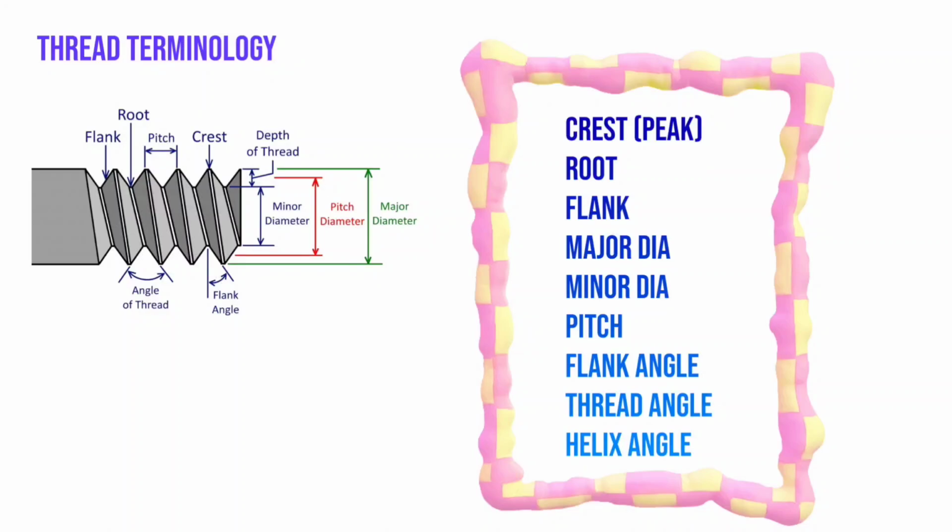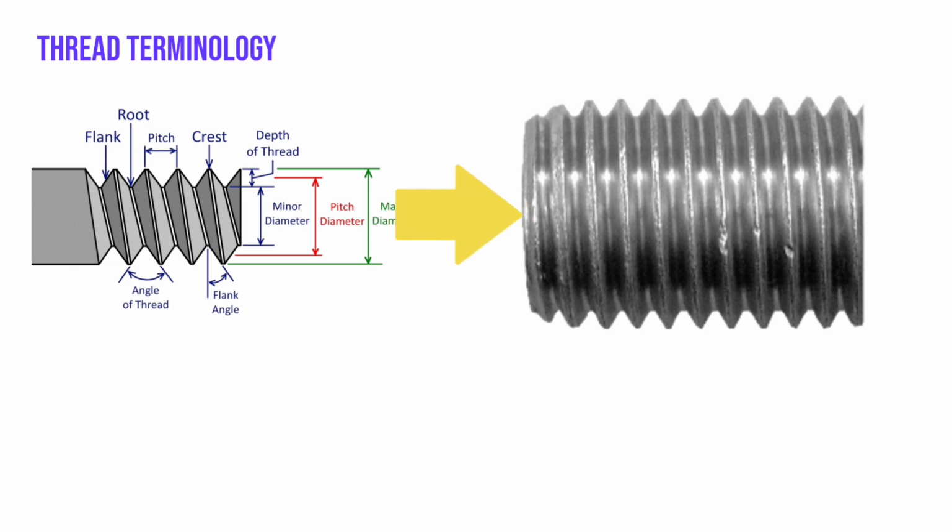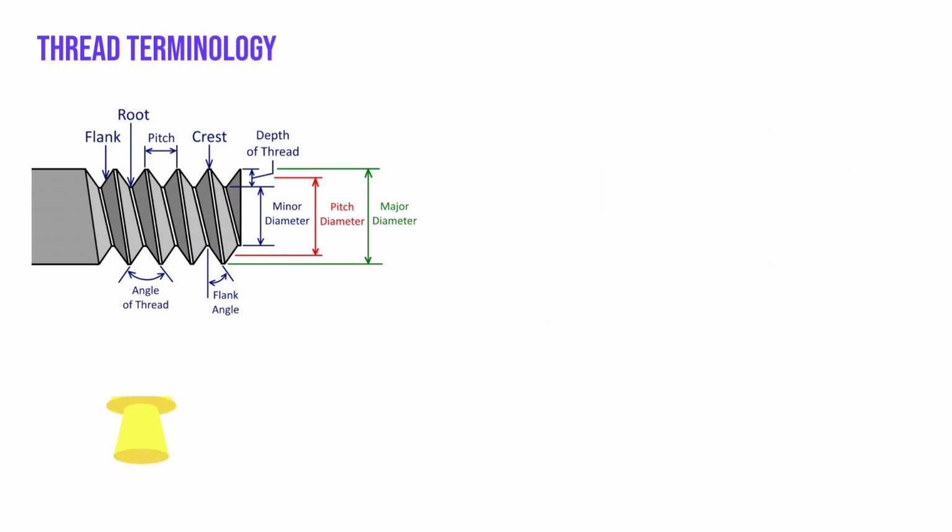Today in this video we are going to discuss basic terms used in thread terminology. Threads are helical in shape, turning around the cylinder of a screw, and they convert rotational movement into linear movement. The various thread elements are shown in the figure.